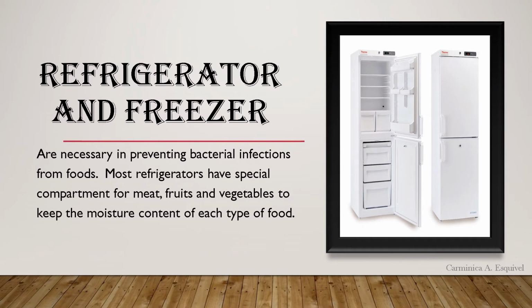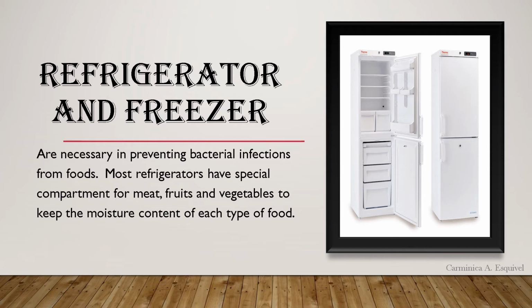Refrigerator and freezer, this is the equipment used in the kitchen. So what is the function of the refrigerator and the freezer? It is necessary in preventing bacterial infections from foods. It can preserve the food. So most refrigerators have a special compartment for meat, fruits, and vegetables to avoid contamination.